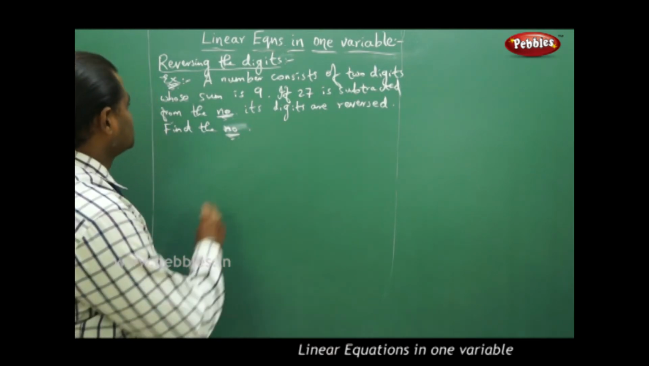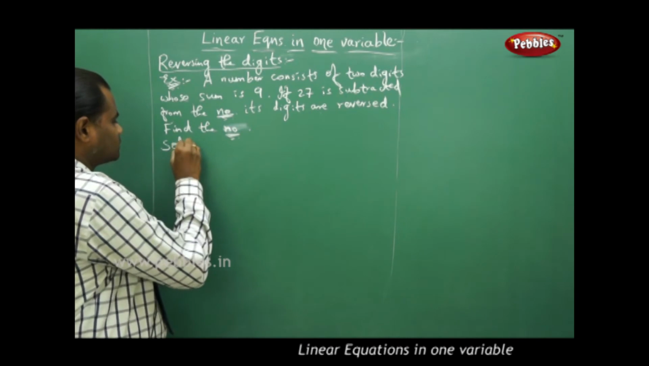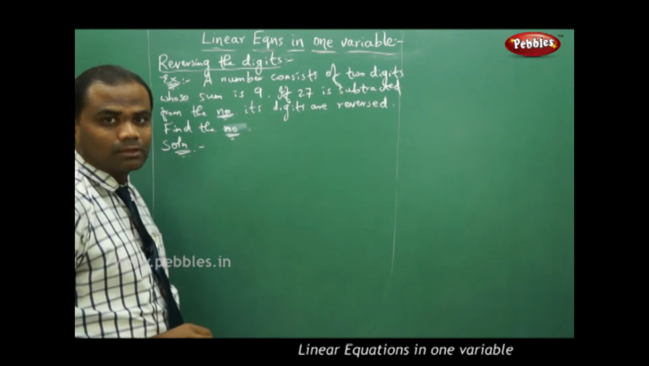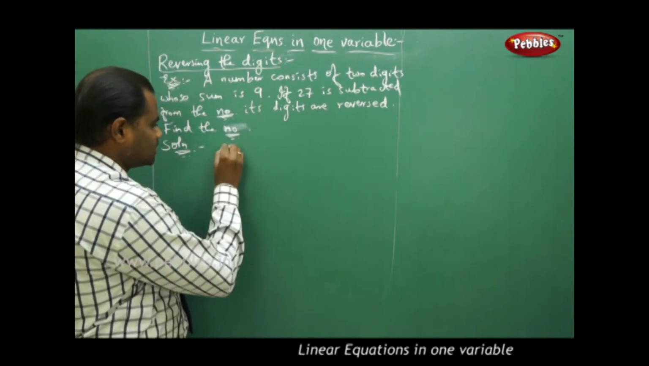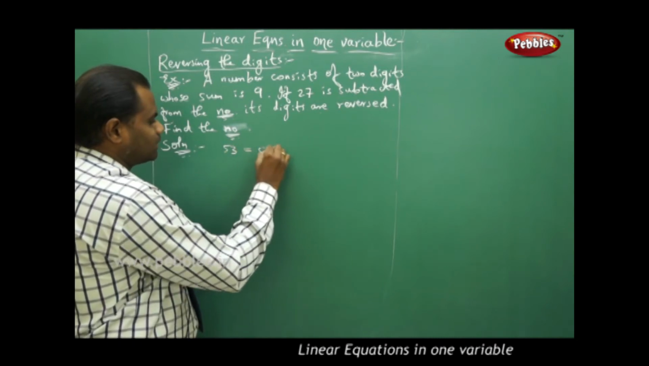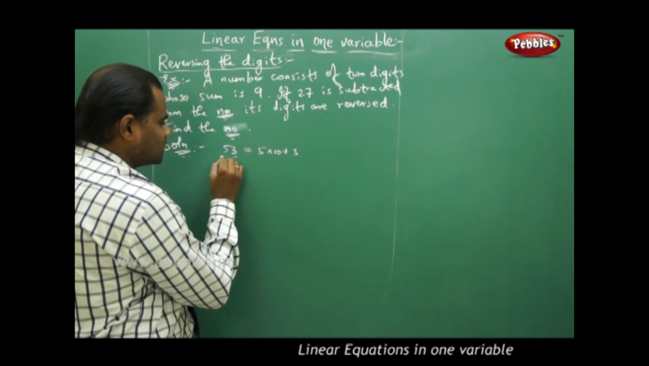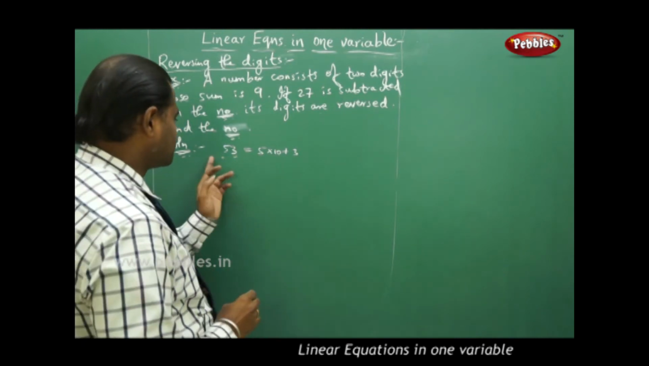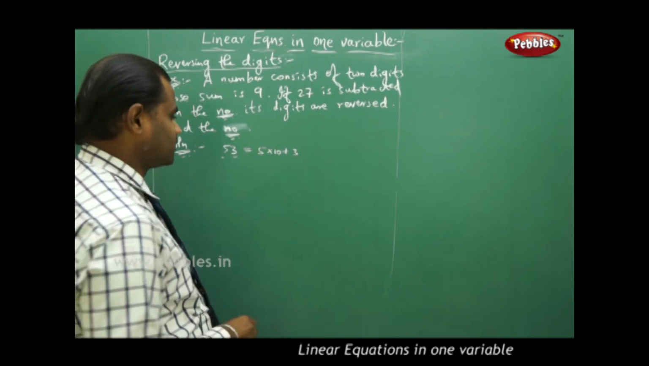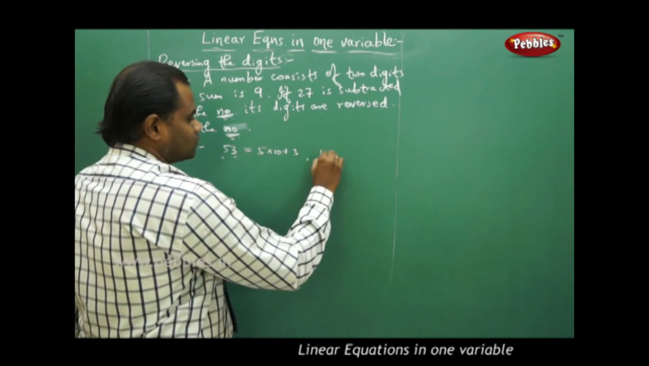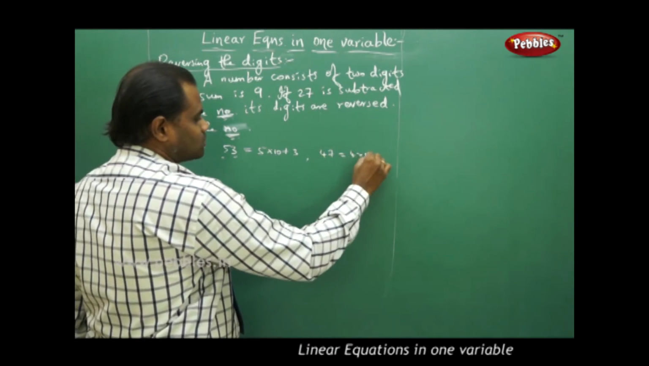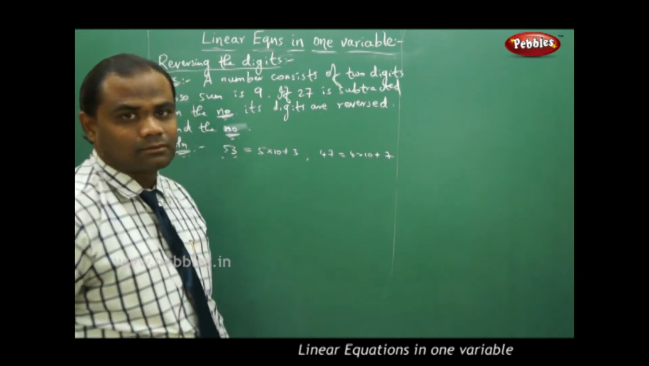So in this case, I have to have some knowledge of a 2-digit number. When I say a 2-digit number, say 53, I can write this as 5 times 10 plus 3, because this is in the units place and this is in the tens place. So 53 can be written as 5 times 10 plus 3, and similarly 47 can be written as 4 times 10 plus 7, etc.